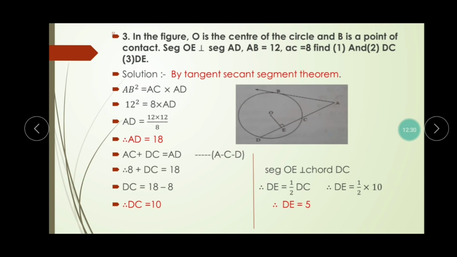In question number 3, what is given to us? In the figure, point O is the center of the circle and B is a point of contact. OE is perpendicular to segment AD, and AB is 12, AC is 8. We have to find out the measure of DC, DE, and AD. Very first, the first part that we have to find out is the length of AD.